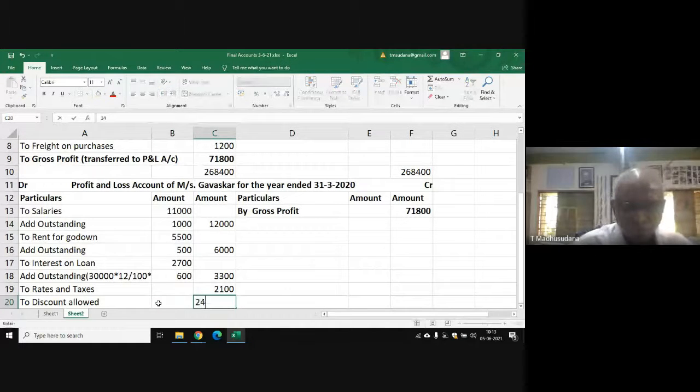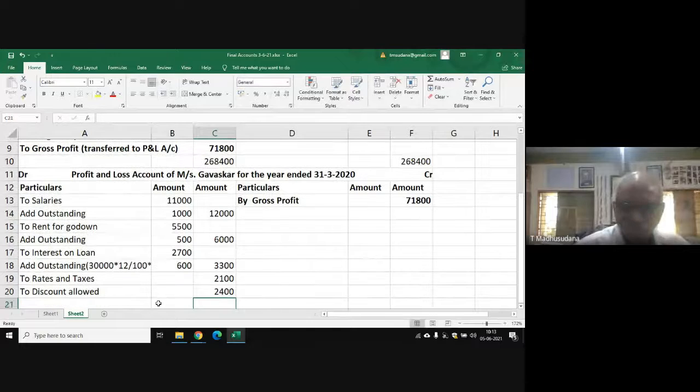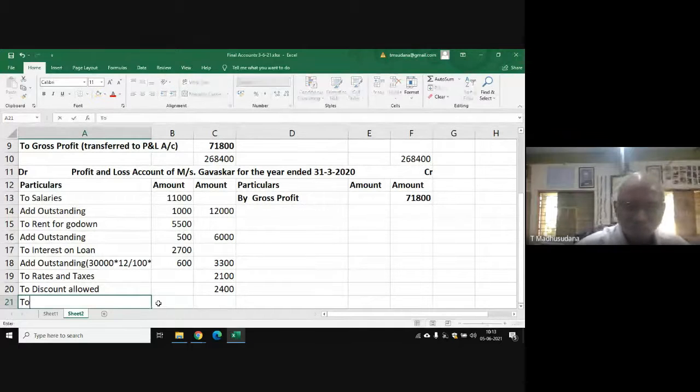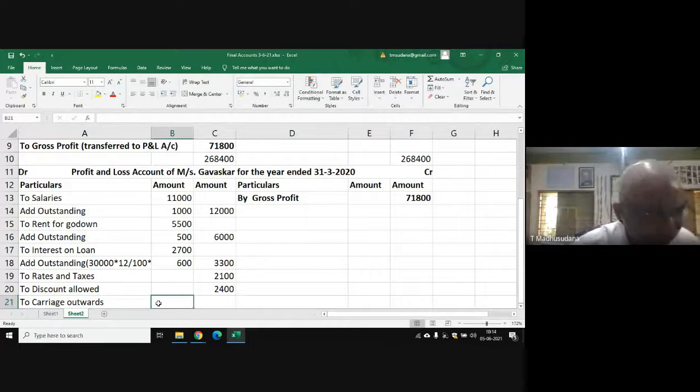2,400. Next, carriage outwards. To carriage outwards, that is 2,000 in the outer column, 2,000.